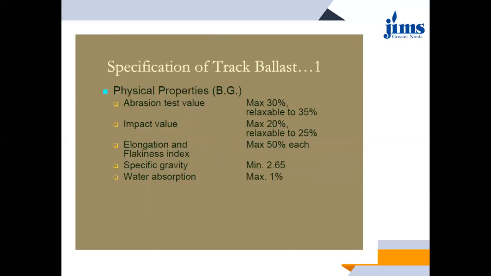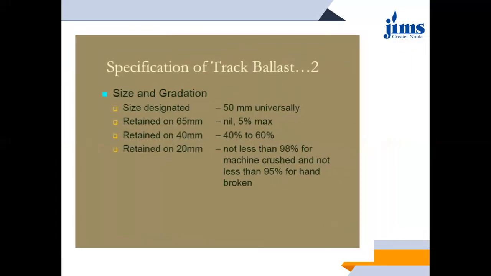Specific gravity should be minimum 2.65, and water absorption should not be more than 1%. Okay, so these are the basic physical properties which we should ensure before selecting and using the track ballast for broad gauge.